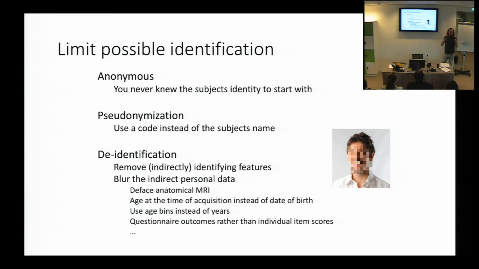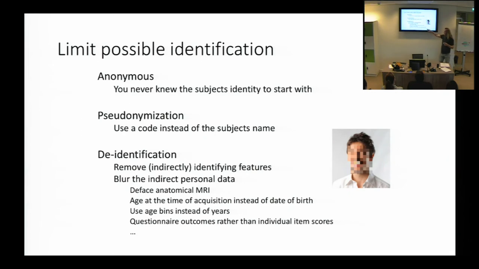We're replacing the date of birth by the age. That would already be one step. And if you can, replace the age by age bins. And we can provide questionnaire outcomes rather than individual test item scores.